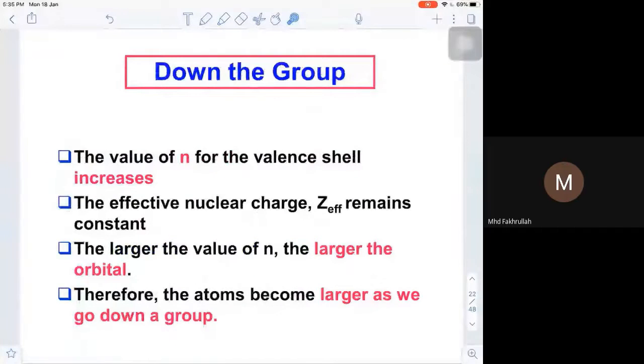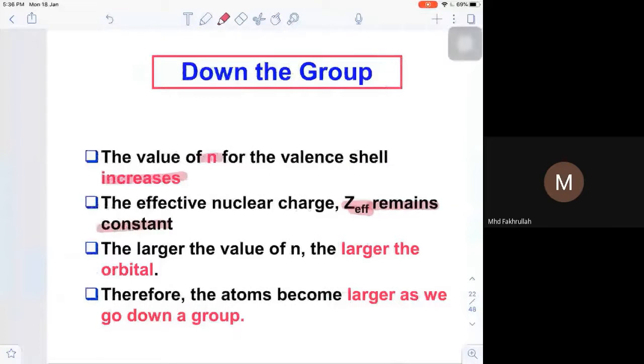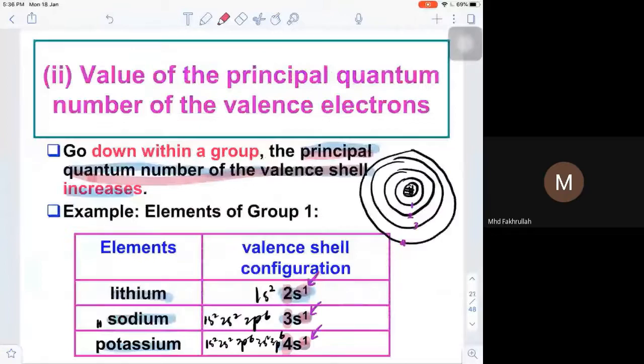Okay, so these are the ones from the slide. Why does the size increase going down the group? Because of the value of n that increases. At the same time the Zeff value remains constant. Okay, the Zeff value for the elements that come from the same group are the same. Lithium, sodium, potassium, if we try to calculate their Zeff, lithium will be +1, sodium +1, potassium +1, because they come from the same group. Their Zeff value will be the same.